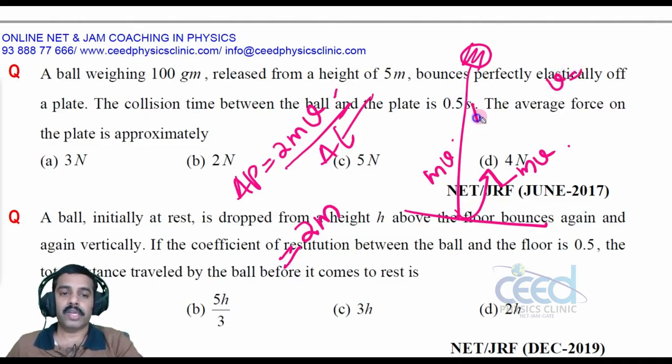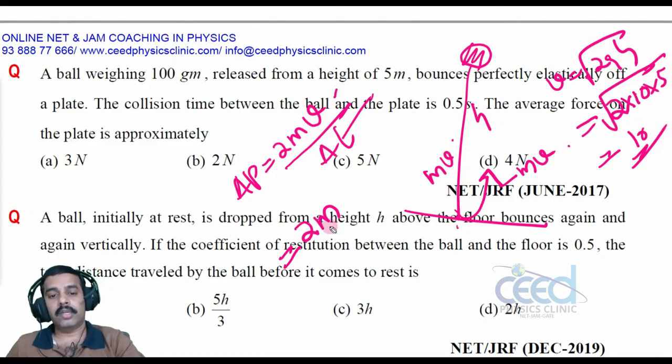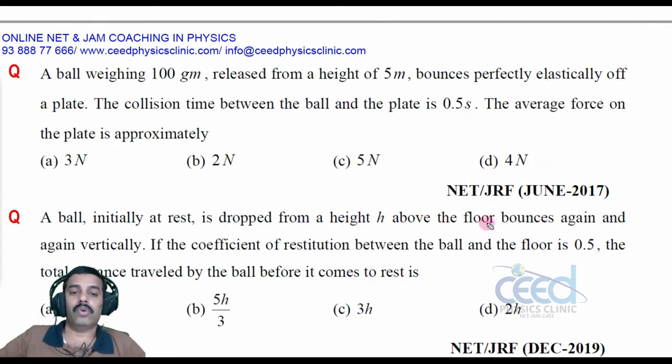Velocity, when it falls a height h, what is the final velocity? That is root 2gh, that is root 2 into g, we can take as 10. What is height? Height is equal to 5, so root 100, that is equal to 10. M is 100 gram, so 100 into 10 raised to minus 3 into v is 10, divided by delta t is 0.5. So when you do this, you will have 2 by 0.5, that is equal to 4 Newton. So this will be the force, 4 Newton. So option D is correct, right?